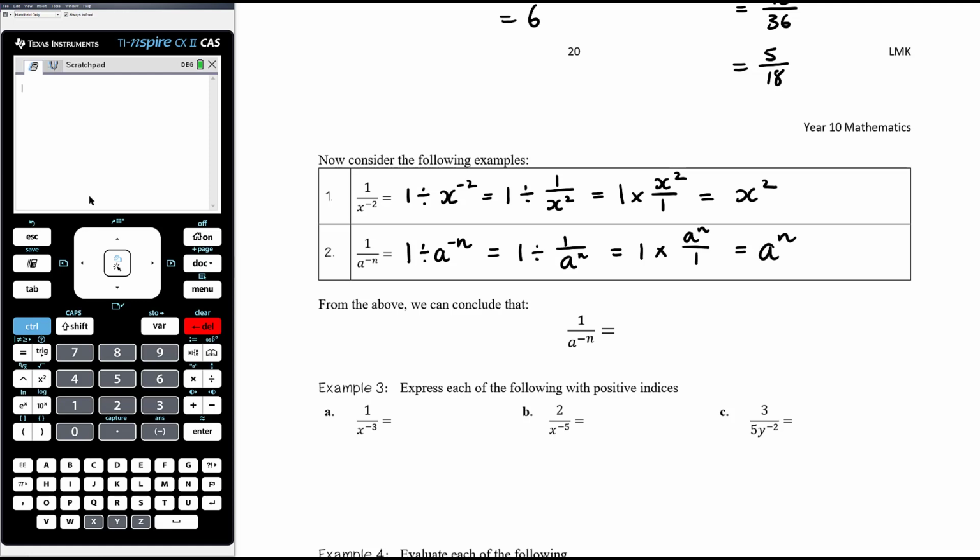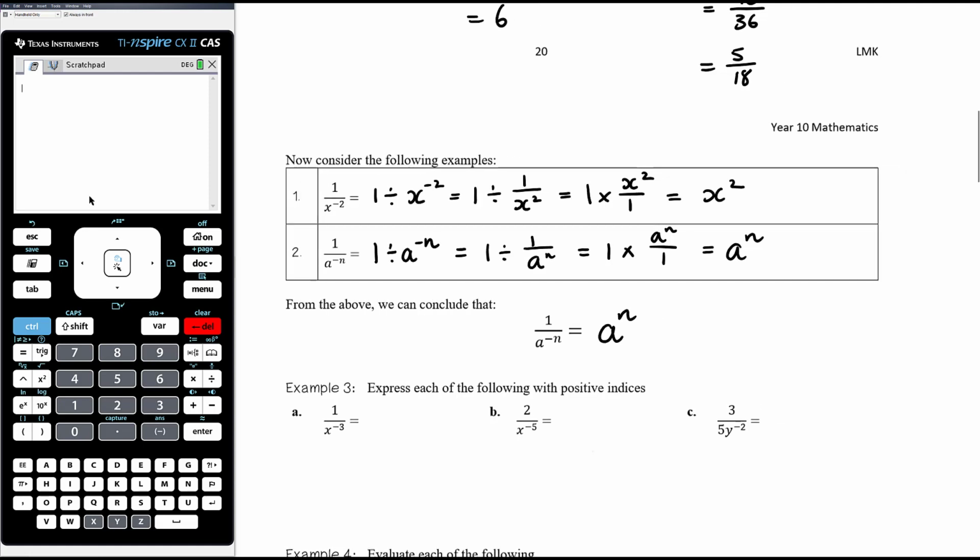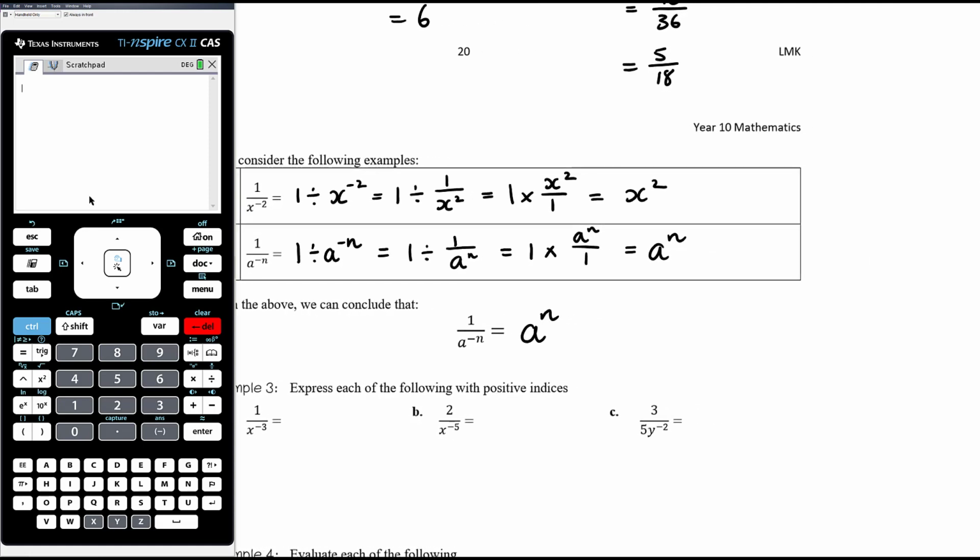So if we have the negative power, negative exponent on the denominator, then we end up with the positive exponent on the numerator. So 1 divided by a to the negative n is a to the power of positive n. Okay? So as I said, the negative is really just telling you I'm on the wrong side of the fraction.